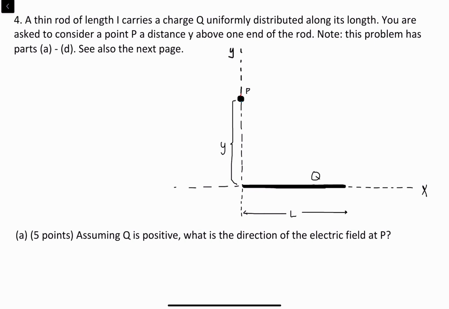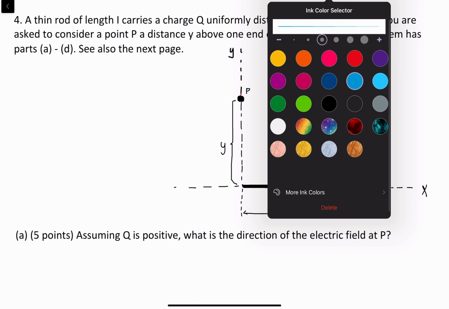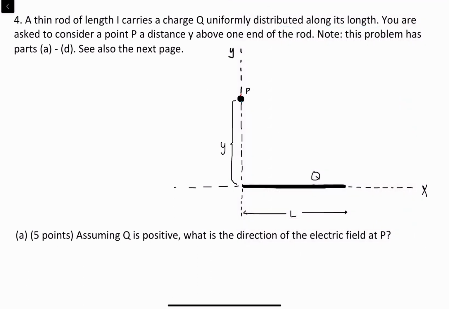So if Q is positive, then that means we know that the electric field has to point away from the charge. We also know that this rod is going to be made up of a bunch of fairly small little segments of space that will contain the charge.